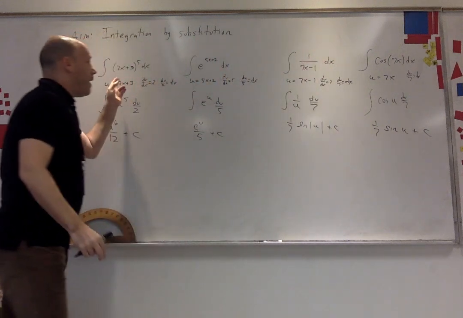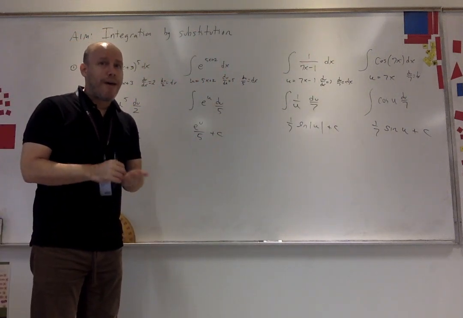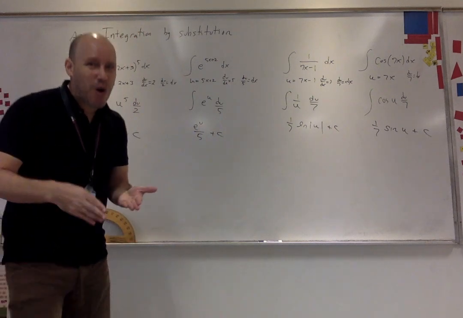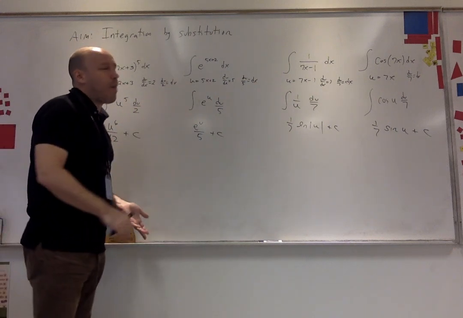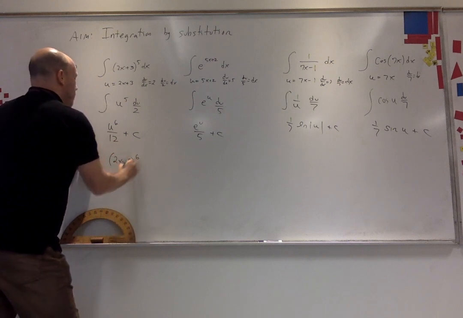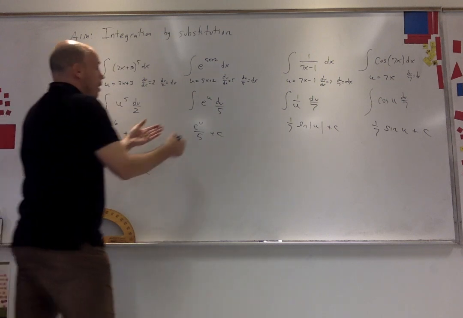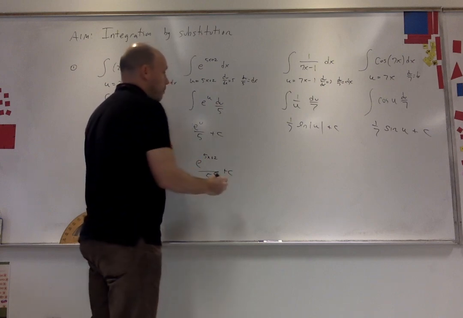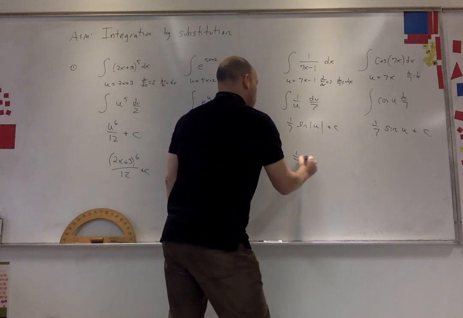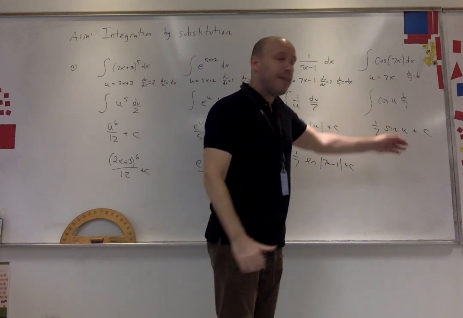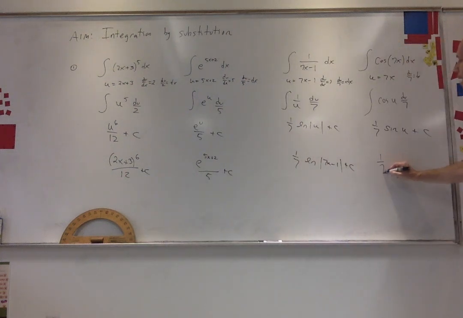Now, in indefinite integrals, we want to totally come back to the world of x, because in our course, y equals f of x, and once again, we're in the world of x. So last step, let's bring ourselves back to the world of x. And so we have (2x + 3)^6 over 12 plus c. We have e^(5x + 2) over 5 plus c. In the third example, we have 1/7 ln of |7x - 1| plus c. And in the final example, we have 1/7 sine of 7x plus c.